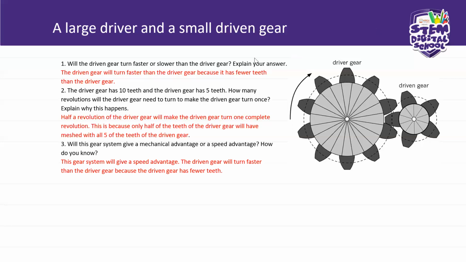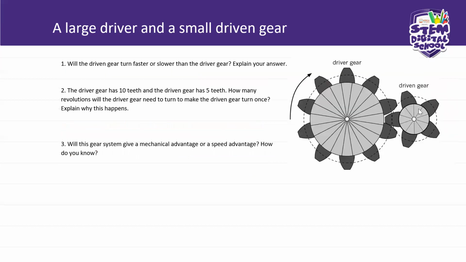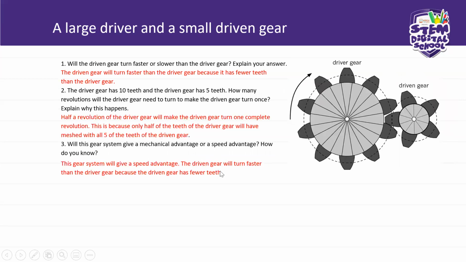Very good. Okay, so in this situation, you have mechanical advantage because you have torque. Remember yesterday we talked about torque. That is turning force. You have a high turning force here. So that is mechanical advantage. But here you have speed advantage. The output is speed advantage. In the other system, the output is a bigger turning force. So that is mechanical advantage.